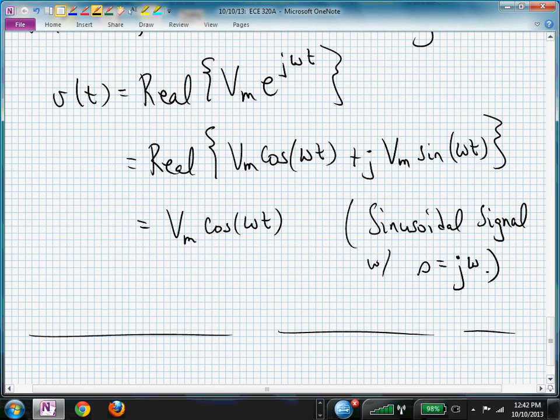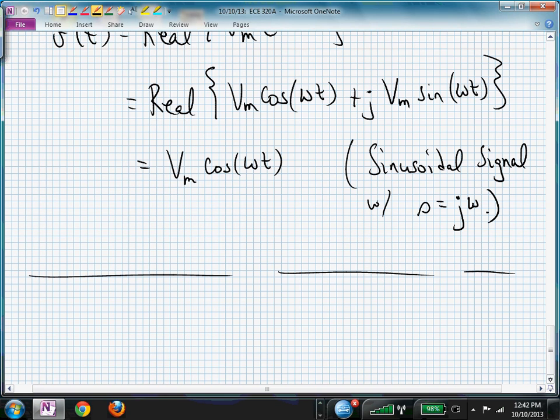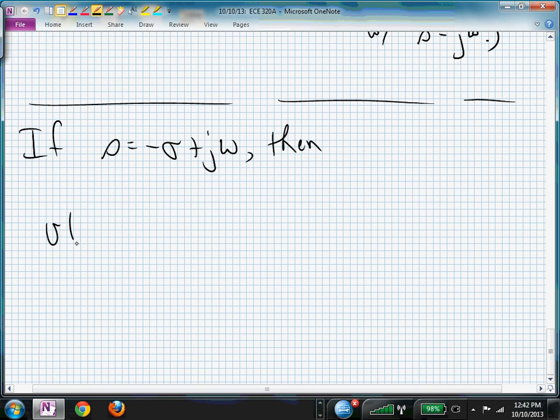We now inject, or we allow our frequency to be purely imaginary, and now that gives us, if we pull out the real part of that, this cosine, so now we can get sinusoids out of this complex frequency variable s. What if we go all the way and we say, what if s is equal to minus sigma plus j omega? Then this little v of t becomes the real part of V sub m e to the minus sigma plus j omega t.